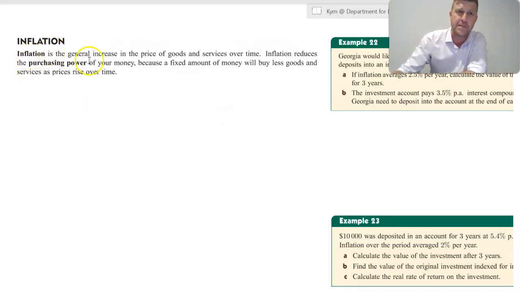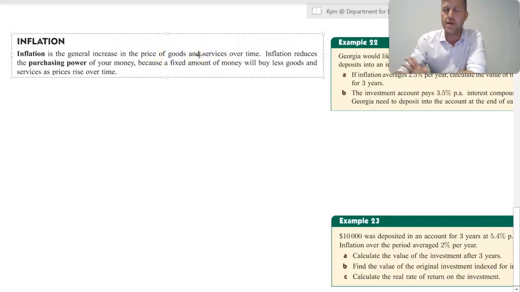As it says here, inflation is the general increase in the price of goods and services over time. So you can imagine the price of things like bread, milk, petrol increases over time. That's basically what inflation is, the price of things going up. But what inflation does is it actually reduces the purchasing power of your money, because a fixed amount of money, say $100, will buy less goods and services as prices rise over time.